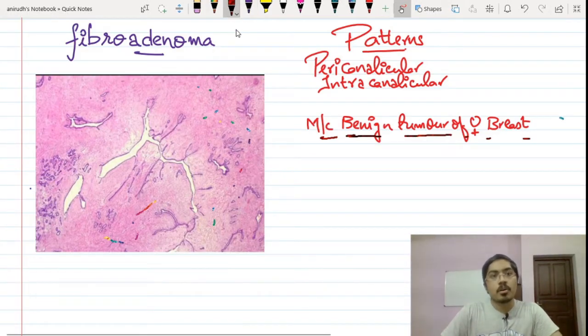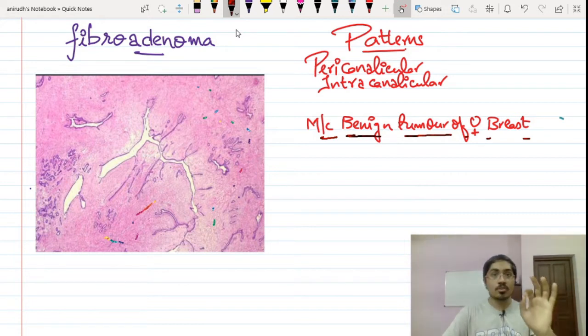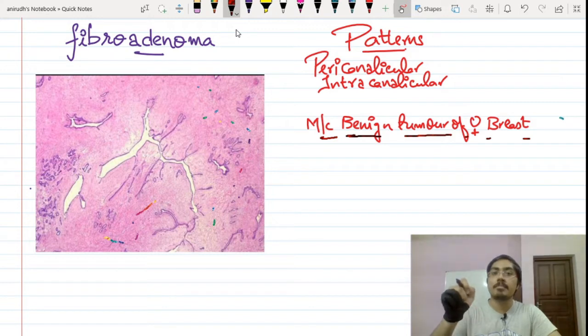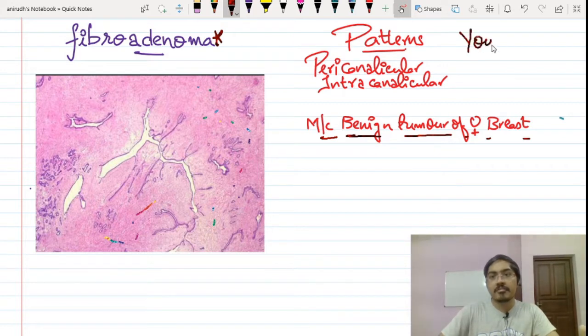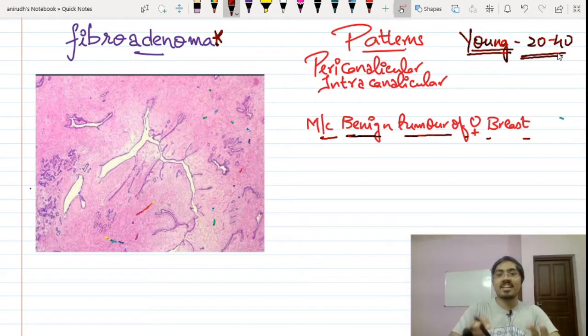So let us talk about a very commonly encountered situation in the surgery OPDs, which is the most common benign tumor of the female breast, and that is none other than fibroadenoma. So the patient is typically a young female. This will definitely help you, if they are giving you a clinical case history, just look for how old this female is. If she is within the age of 20 to 40 years, typically they are speaking about this kind of fibroadenoma, provided you get all the other hints to prove that this is fibroadenoma.